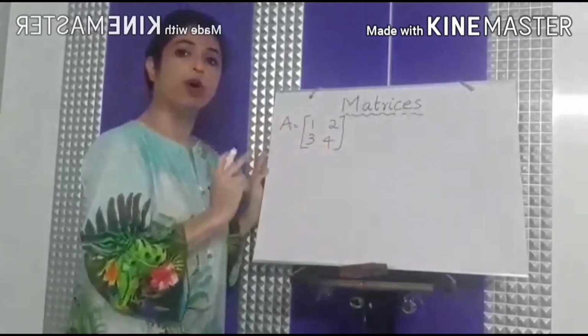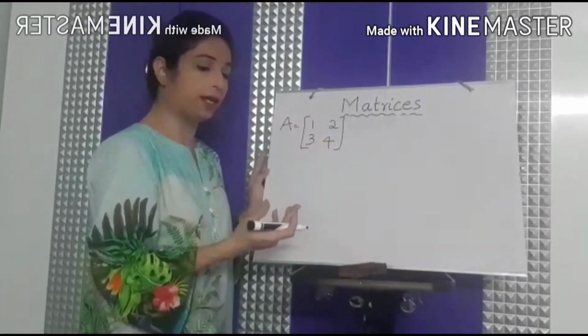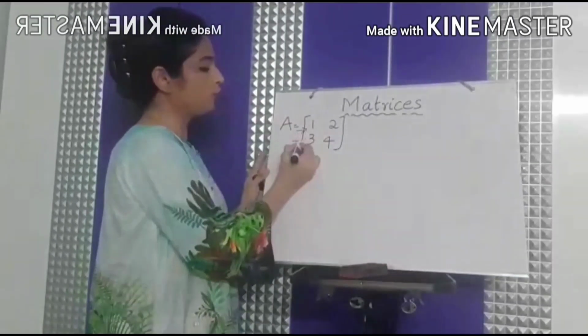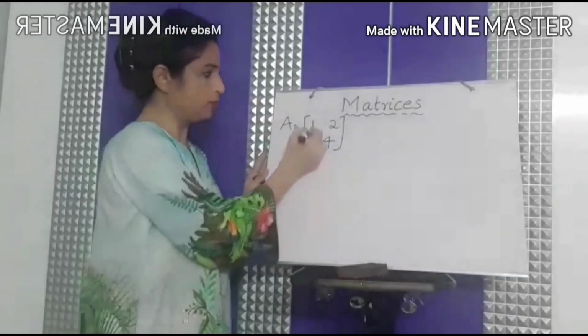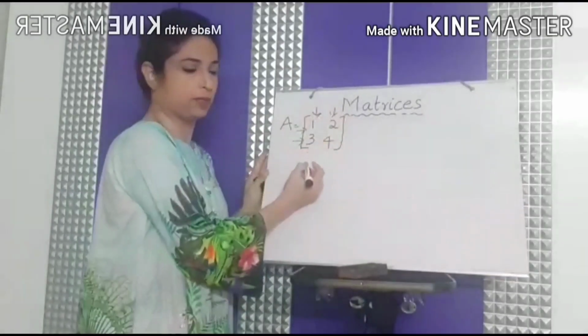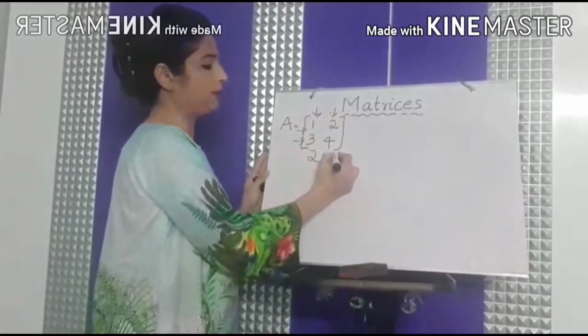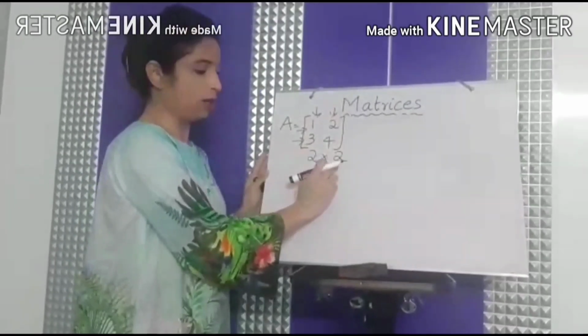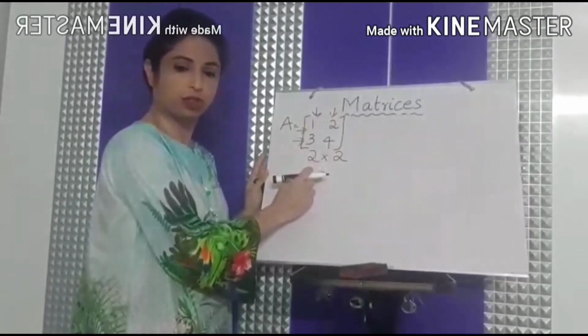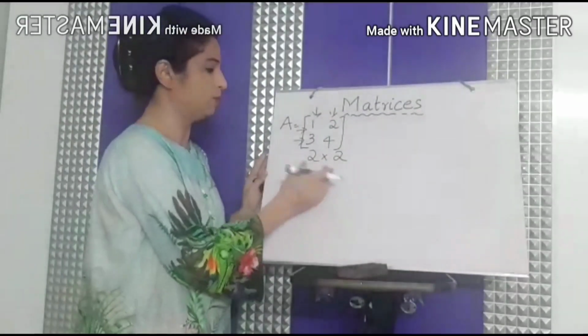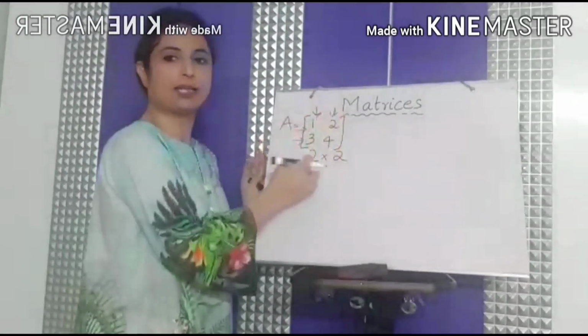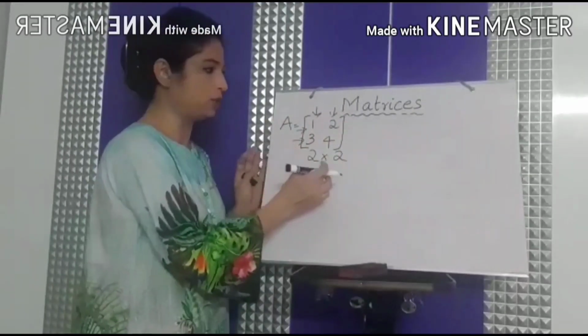We need to know the order of the matrix, and what do I mean by order? There are 2 rows in this matrix, and there are 2 columns in this matrix. So I write first the number of rows multiplied by the number of columns. It's not a multiplication sign, it's just showing the order of this matrix. So we'll say the order of this matrix is 2 by 2.